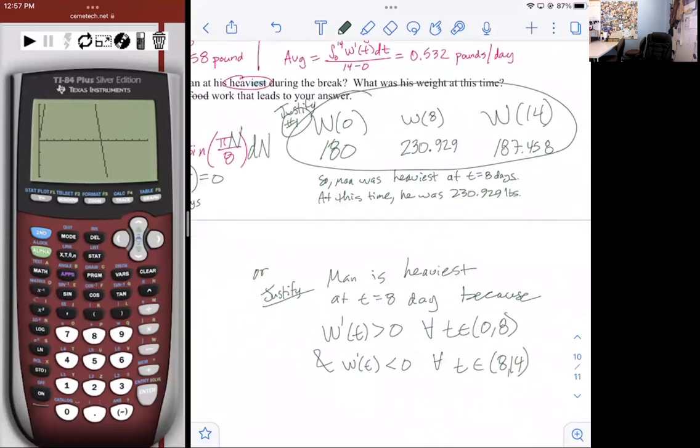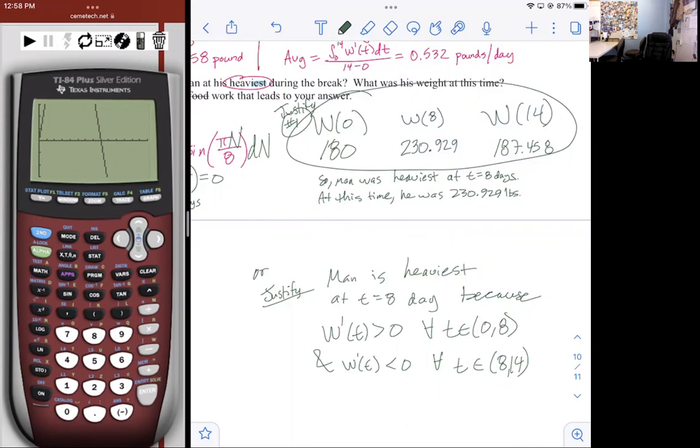In other words, instead of saying immediately to the left of 8, the derivative is positive, and immediately to the right of 8, the derivative is negative, which makes it a local maximum, the derivative is positive everywhere to the left and negative everywhere to the right. So it's a global maximum. Good stuff, right?